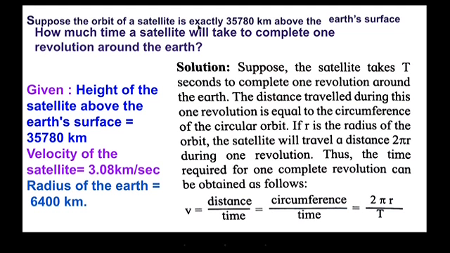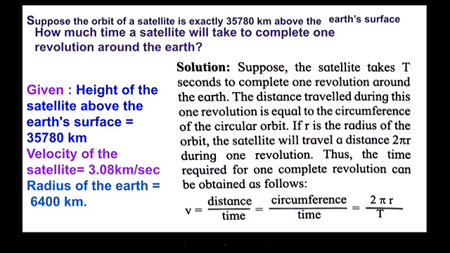Suppose the orbit of a satellite is exactly 35,780 kilometers above the Earth's surface. How much time will the satellite take to complete one revolution around the Earth? Here we are given that the height of a satellite above the Earth's surface is 35,780 kilometers. The velocity of the satellite is given as 3.08 kilometers per second and the radius of the Earth is 6,400 kilometers. So suppose the satellite takes t seconds to complete one revolution around the Earth.